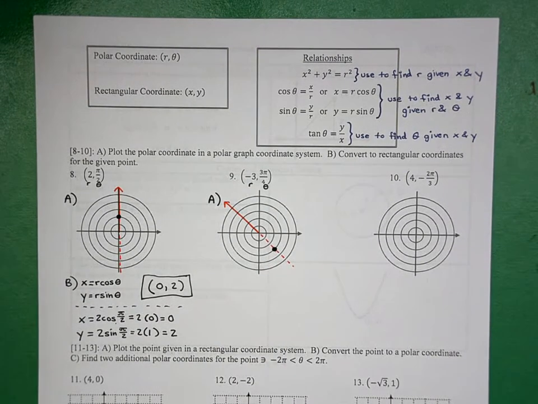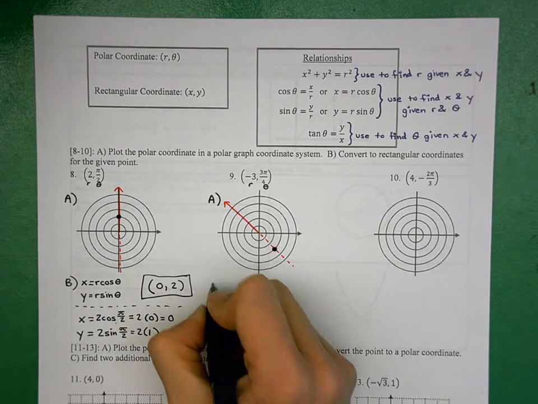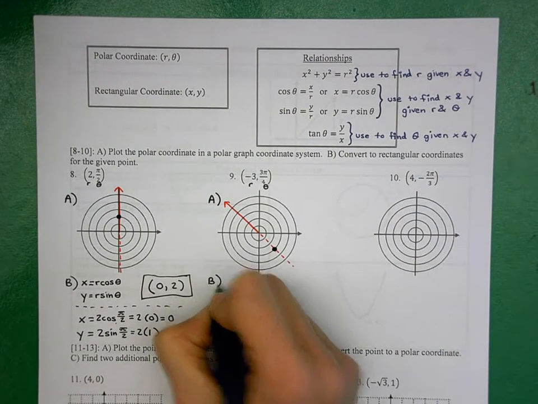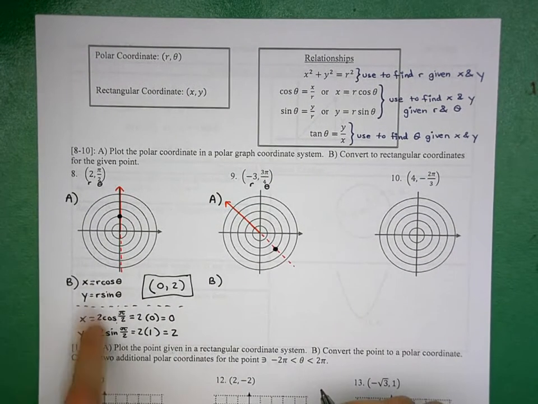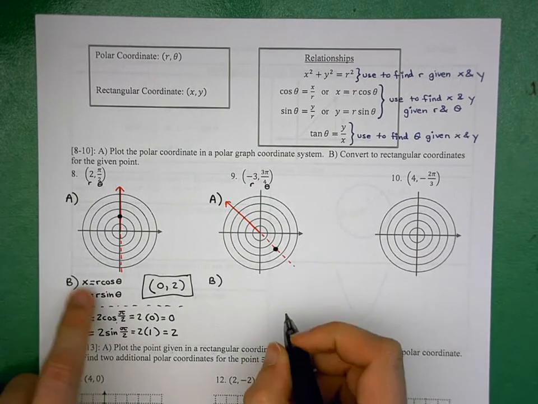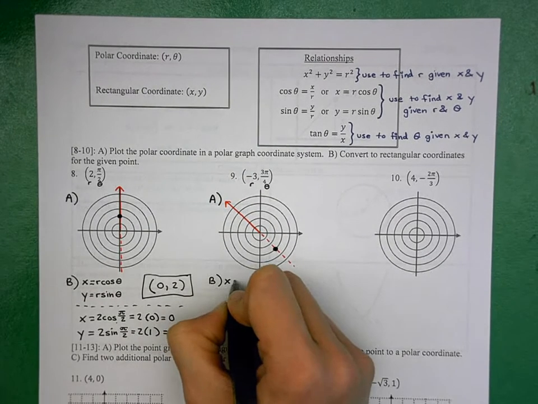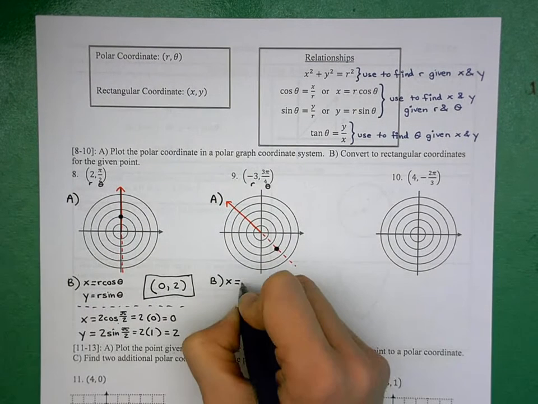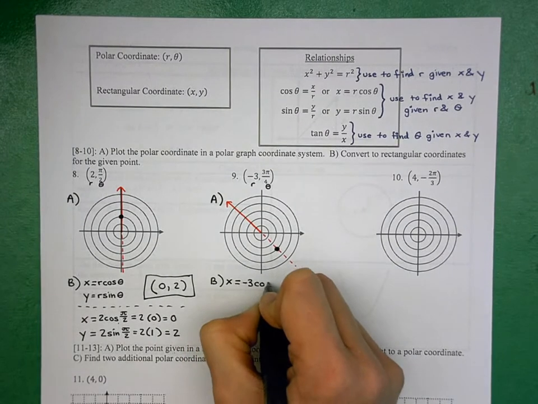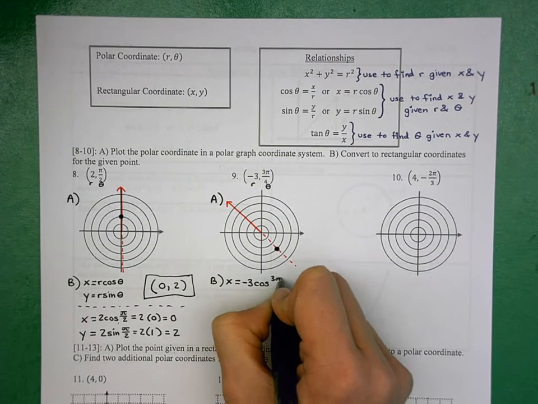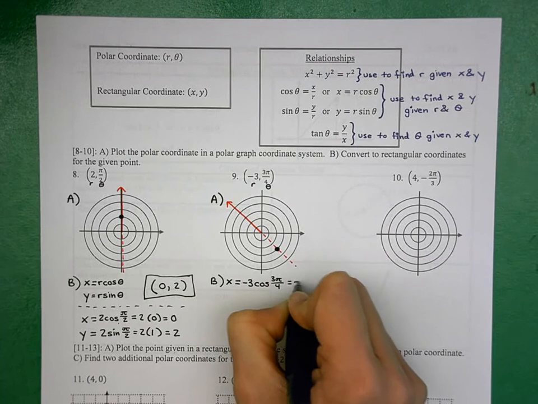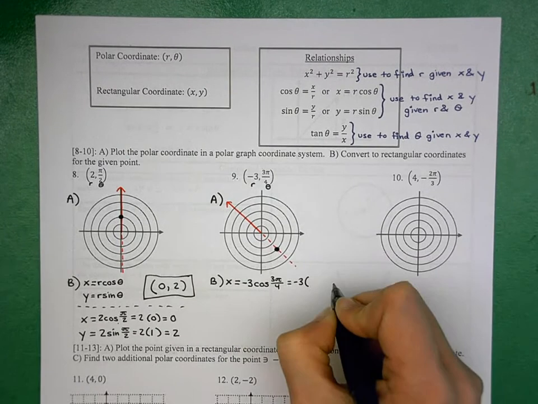Okay, and then our conversion. So I'm not going to rewrite these xy relationships. We already have them written down. I'm just going to use them. So x is my r, so my -3, cosine of my theta, 3 pi over 4. Okay, we'll go ahead and take a moment. What is the cosine of 3 pi over 4?